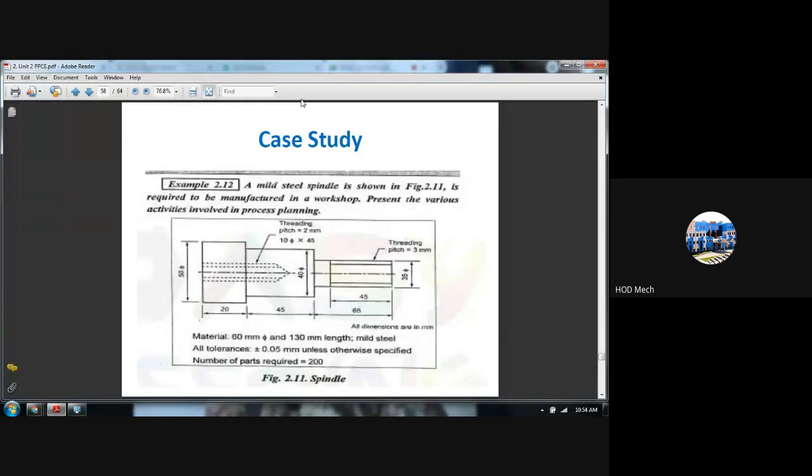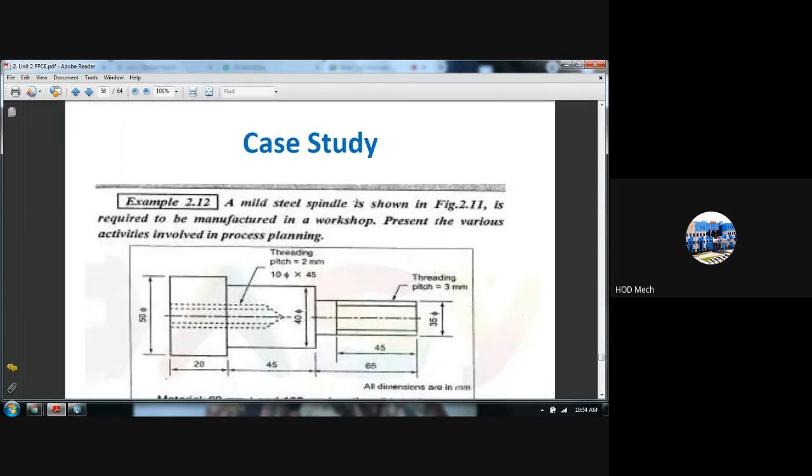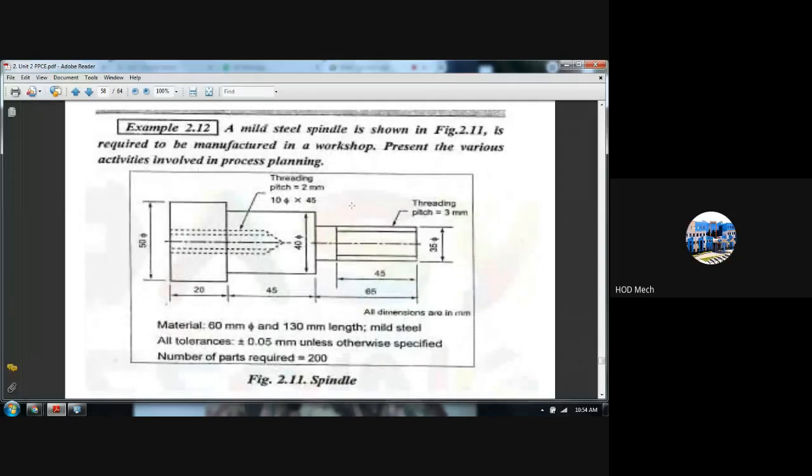Right, this is the case study. Is it visible clearly? Visible, sir. Clear, sir. Very good.